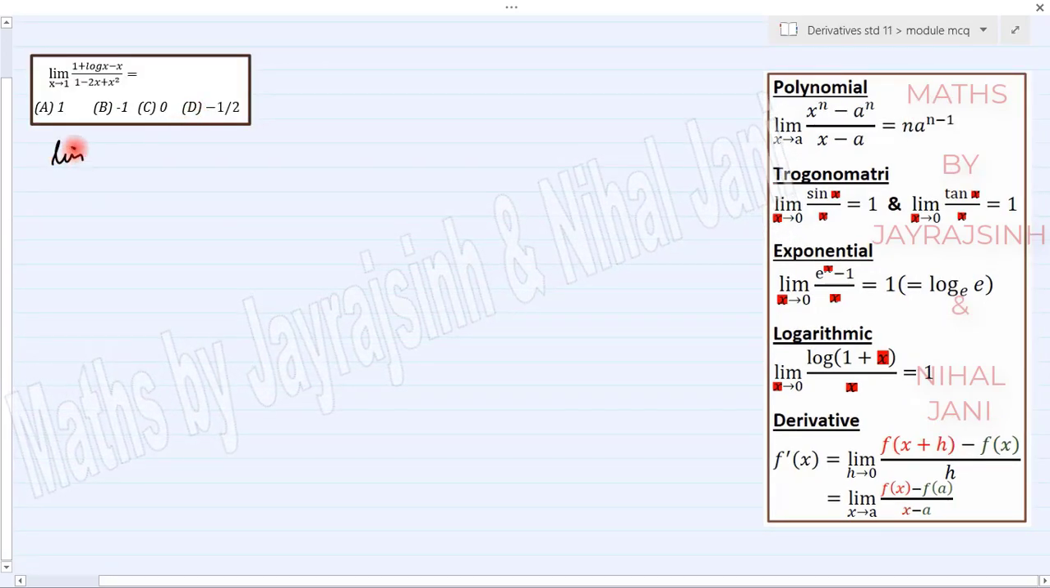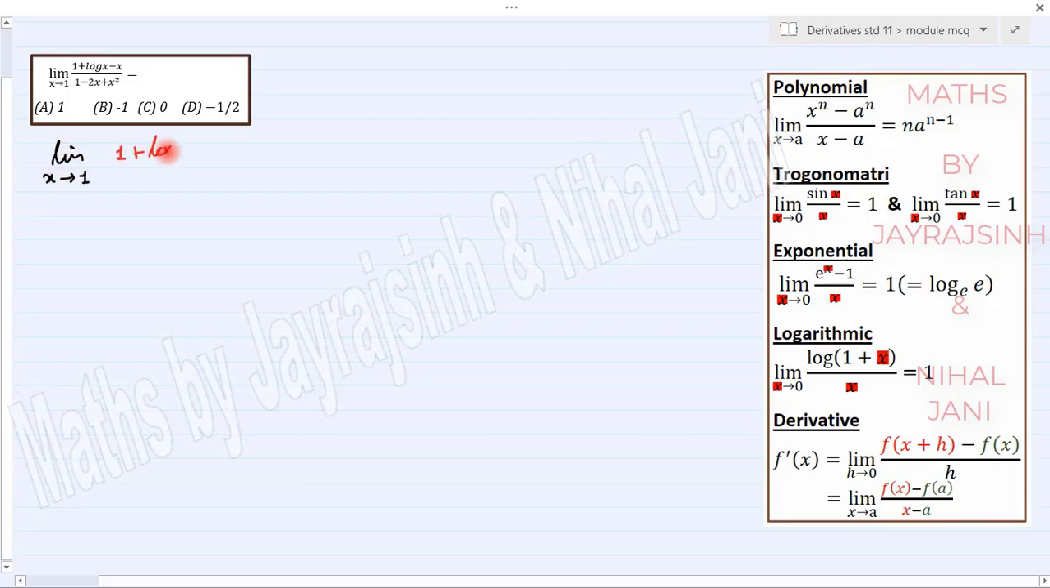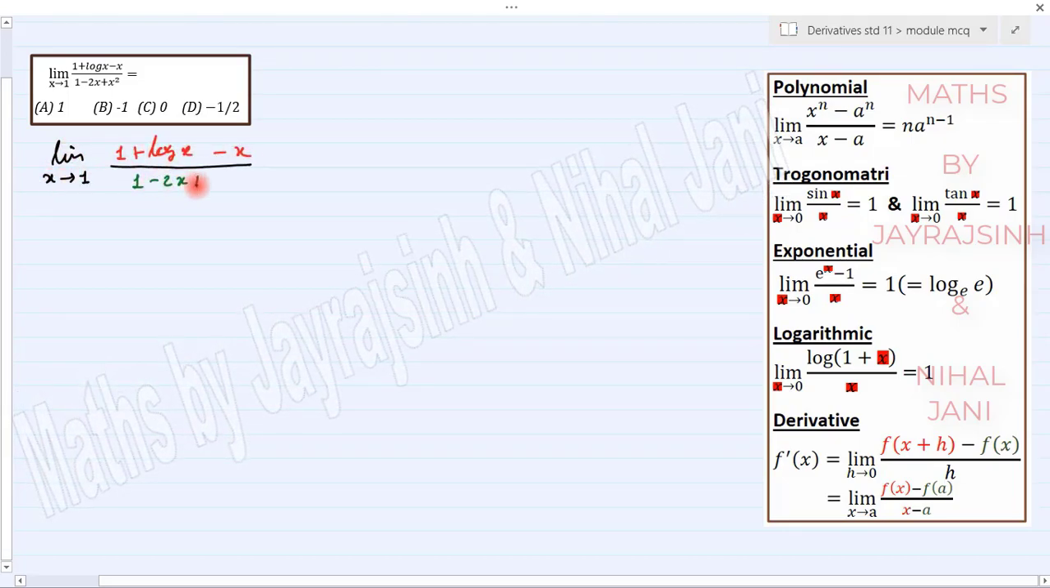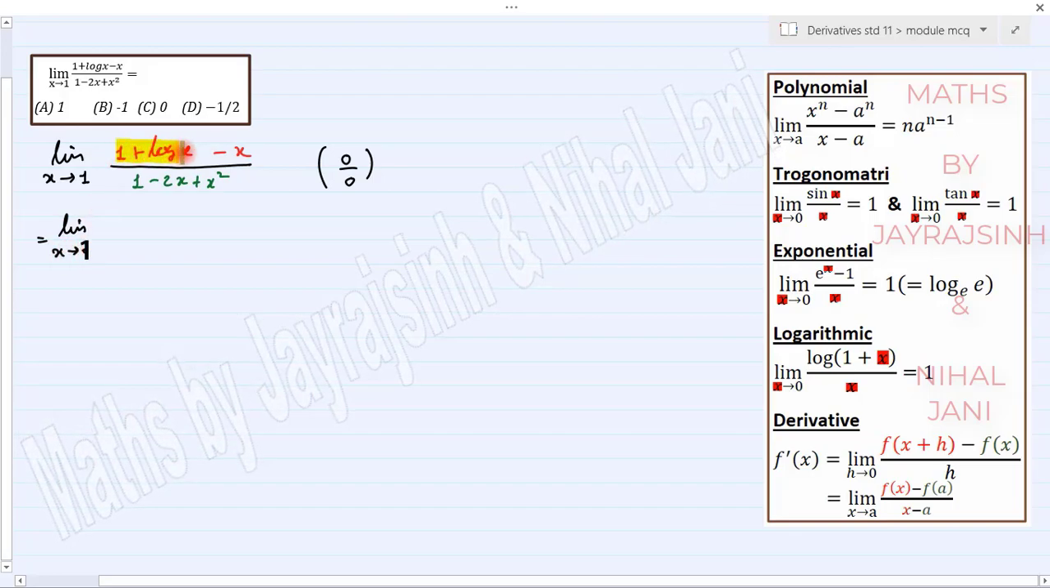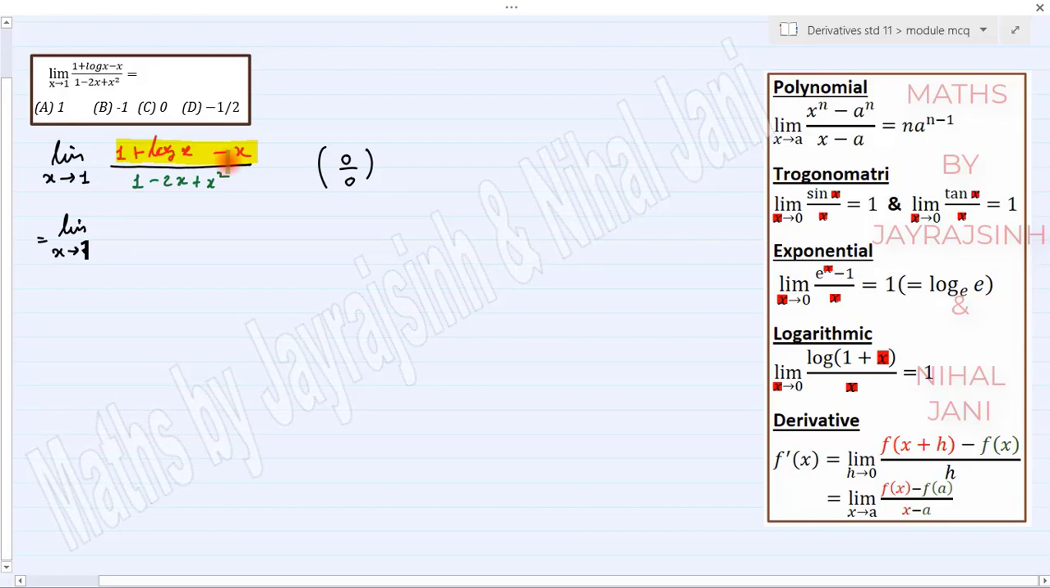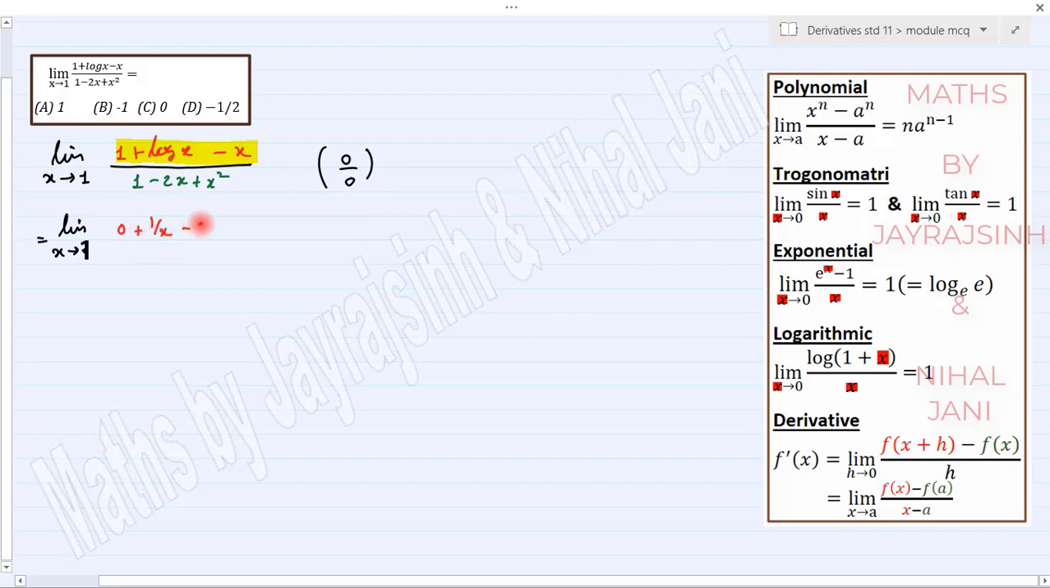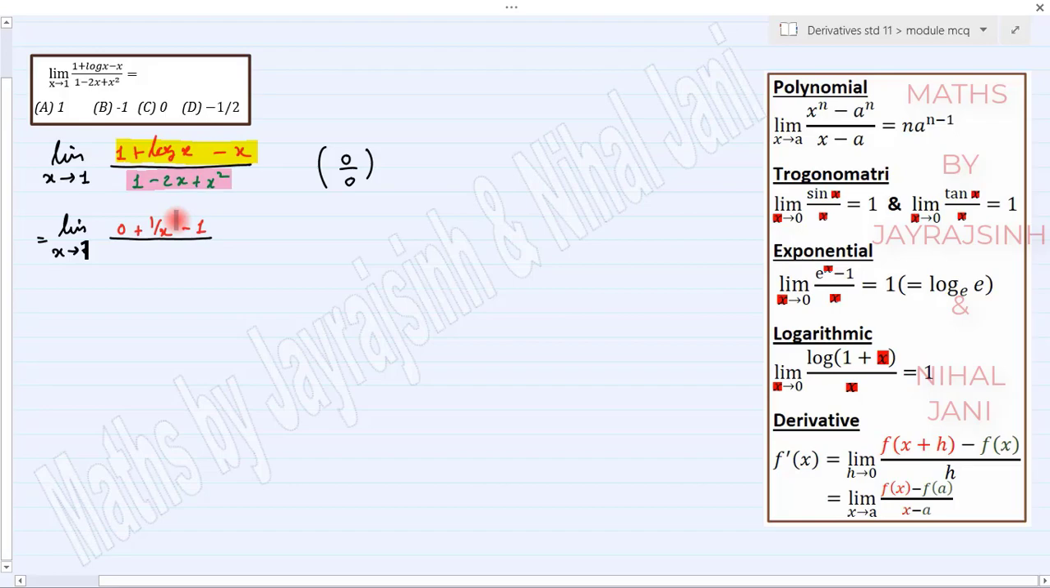We have limit x tends to 1, (1 plus log x minus x) upon (1 minus 2x plus x square), 0 by 0 form. So we can apply L'Hospital rule. So we can differentiate numerator and denominator individually. Differentiation of 1 plus log x minus x will be 0 plus 1 by x minus 1 upon, now we'll differentiate denominator. So it will be 0 minus 2 plus 2x.